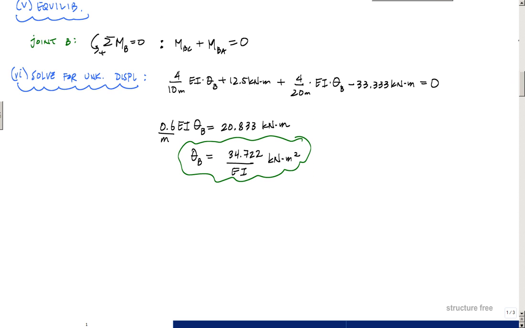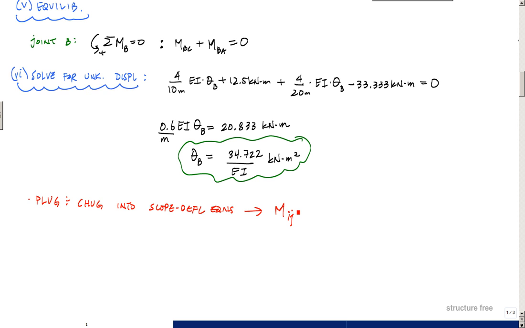And now all you've got to do to get the internal moments is plug and chug. Plug and chug into the slope deflection equations to calculate all the other internal moments right here, the MIJs, whatever they are.